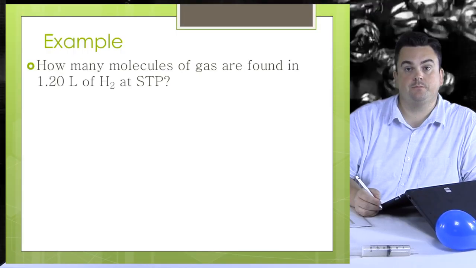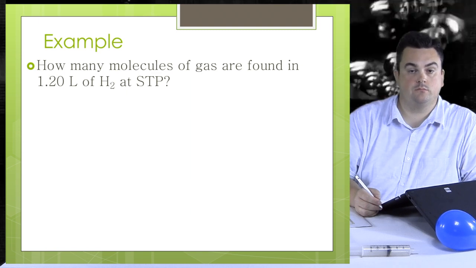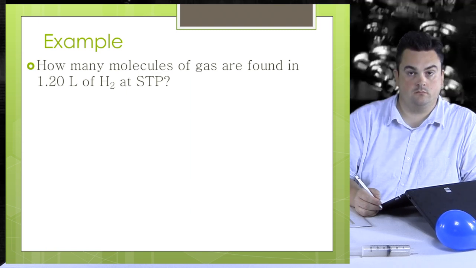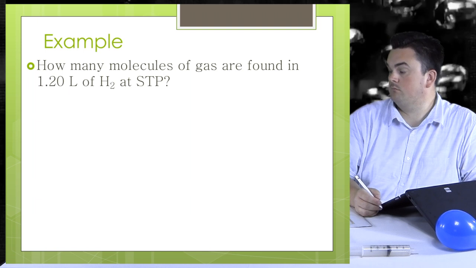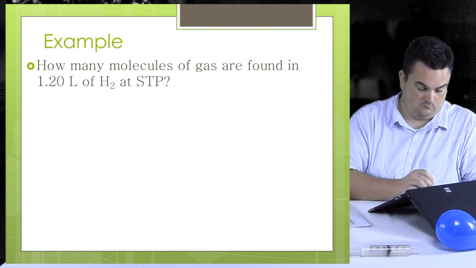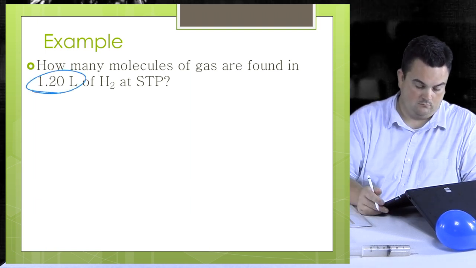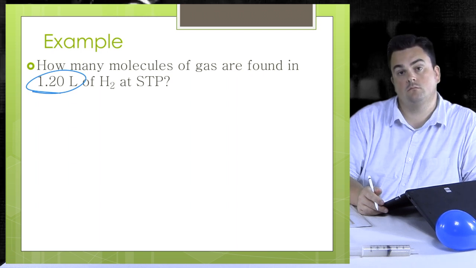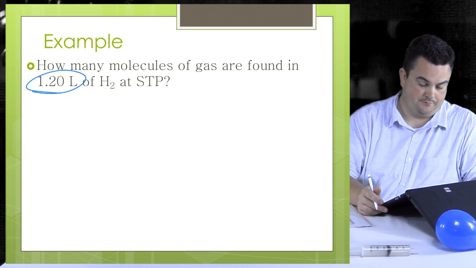All right, how many molecules of gas are found in 1.20 liters of H2 at STP? Now, we've got the volume given there. It says at STP. We could very easily use PV equals nRT, but we're actually going to try doing this using only dimensional analysis. We're going to show you a different way of doing things.